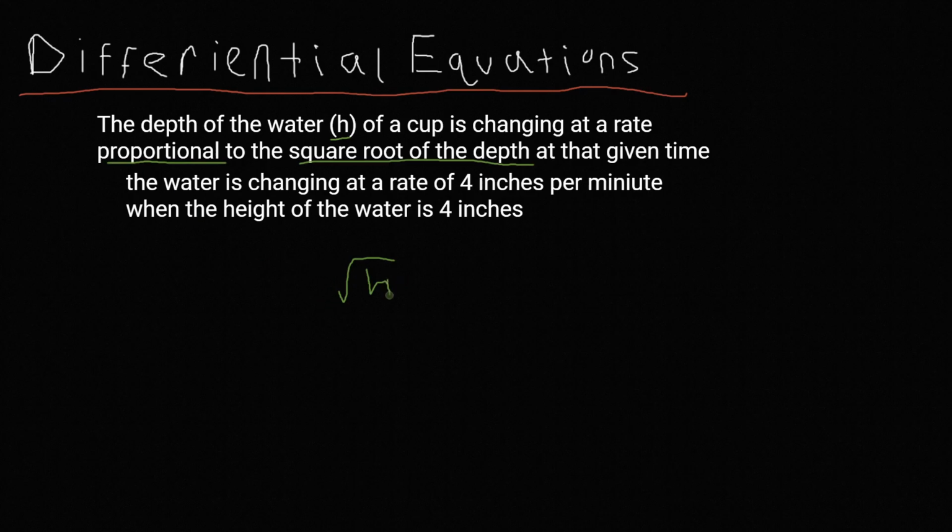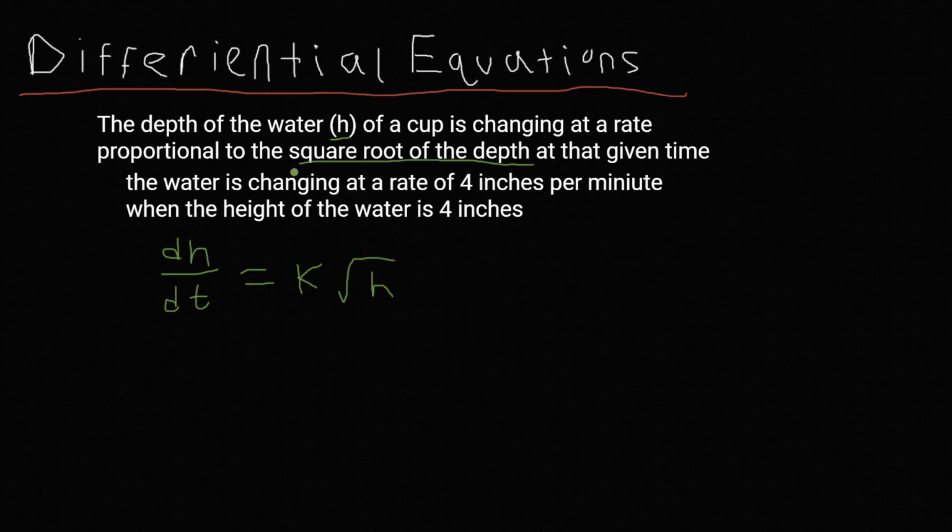So that does not look like an h. H. There we go. And then it's going to be proportional, so we're going to slap our proportionality constant k in there. And then we're going to say the rate dh, let's try that again, dh/dt. And so here is our differential equation. The height is changing at a rate that is proportional to the square root of the height.